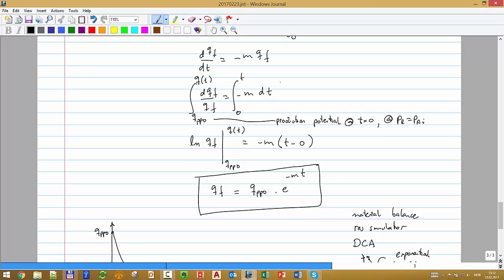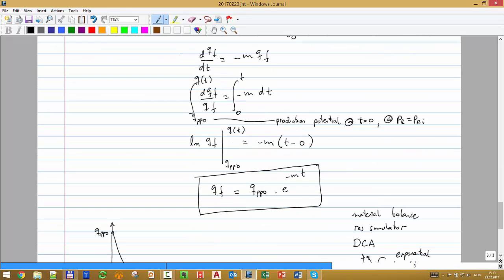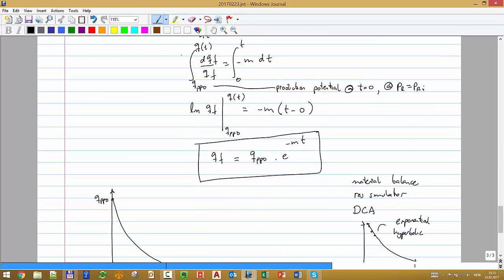Now, can we use that equation for the post-plateau period? I'm using that equation from the beginning all the way to the end. But what happens if I have two periods, one in plateau and one in open choke? Can I use it? What do you think? Can you use it after plateau? Yes, when it's open choke. Yes, but how?